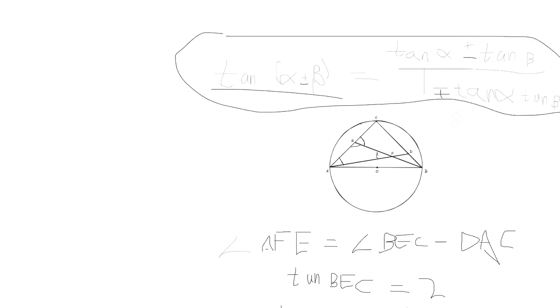But to start off this method, you would have to drop an altitude from E to AF like this. The next step in this method is to figure out that, let's say this point is G for convenience, and then you can see that triangle AGE is similar to triangle ACD here.